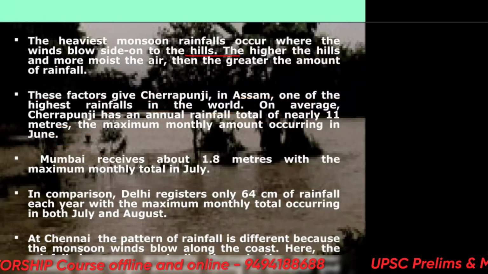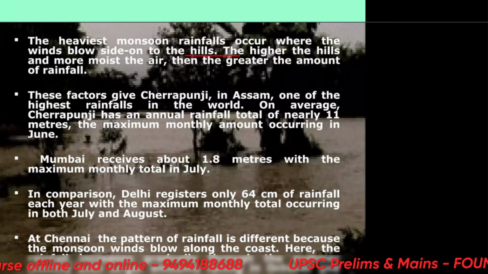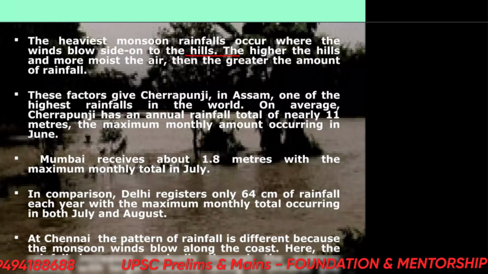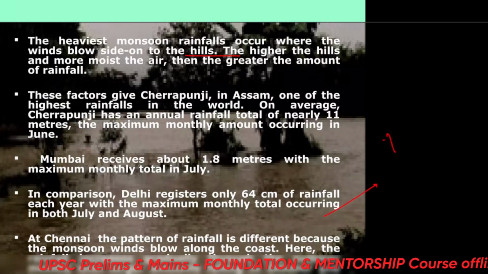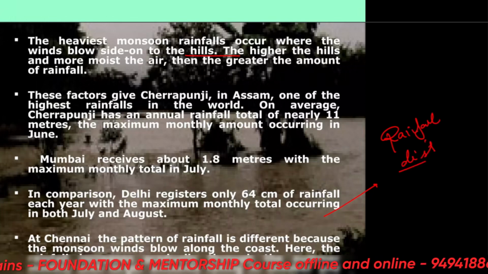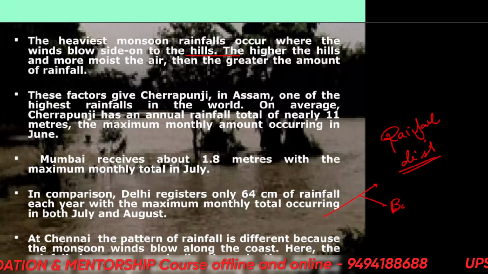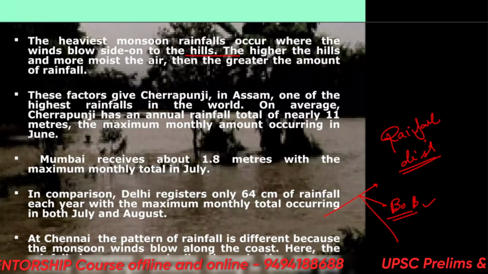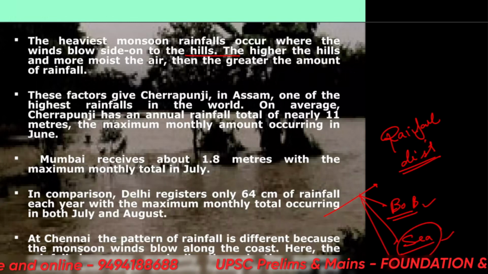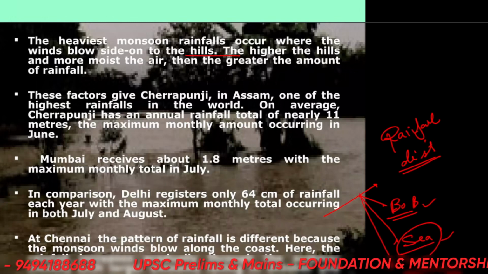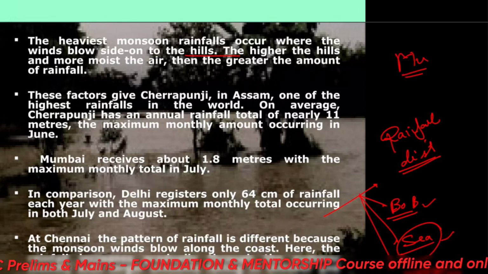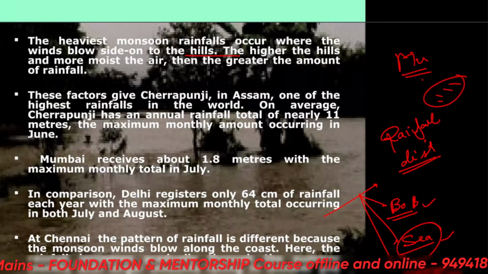When we move forward, Mumbai receives about 1.8 meters with the maximum monthly total in July. That's not very important. We can just see the rainfall distribution in India. So the places that are close to the Bay of Bengal and Arabian Sea will receive high rainfall. When they are close to the sea, they will receive high rainfall. And once those are first in the line of the monsoon, they will receive high rainfall. So areas such as Mumbai, or let's say the northeastern areas, will receive high rainfall.